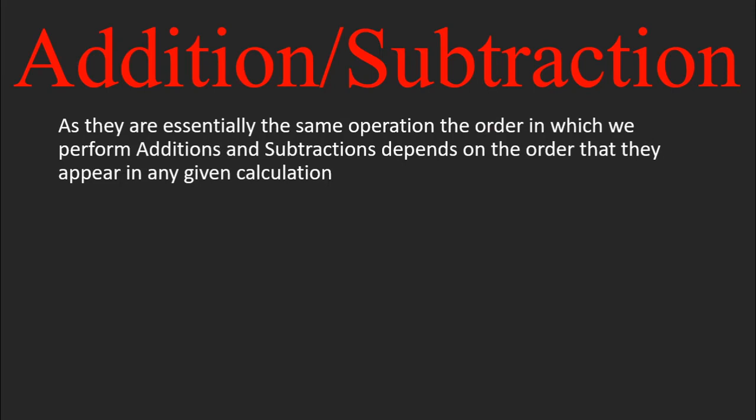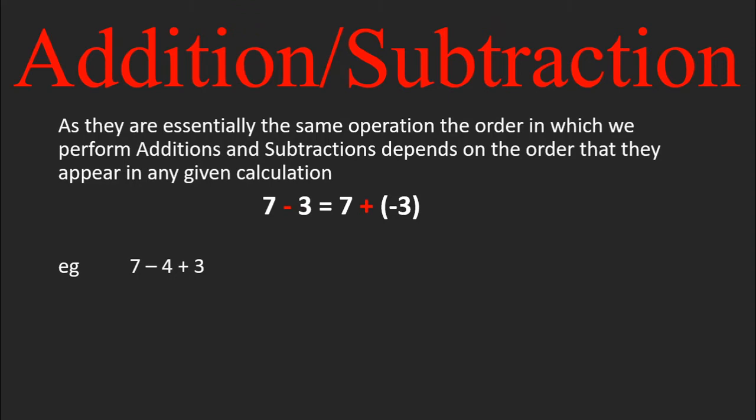To finish off our acronym, we've got A and S, addition and subtraction. And they're in the same color because they happen at the same time, just like division and multiplication. They're essentially the same operation. Think about 7 minus 3, for example. It's the same thing as 7 plus negative 3. So the order that we perform our additions or subtractions in follows the same order that we see them in the calculation. So let's see another example.